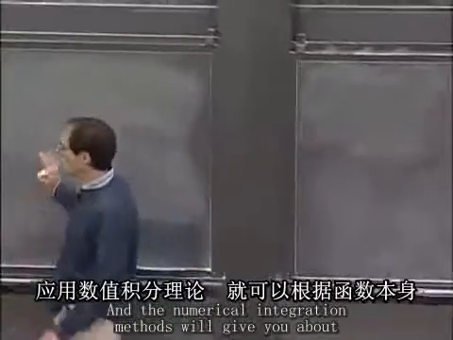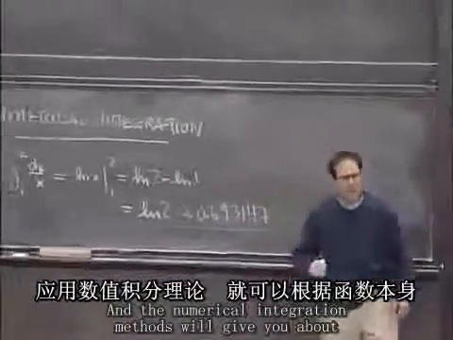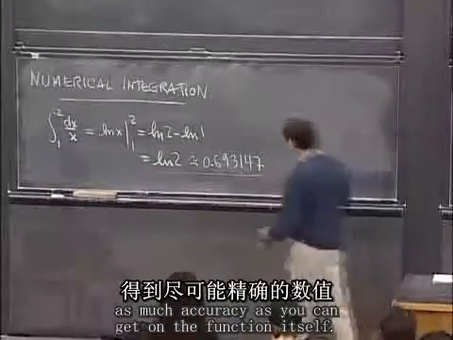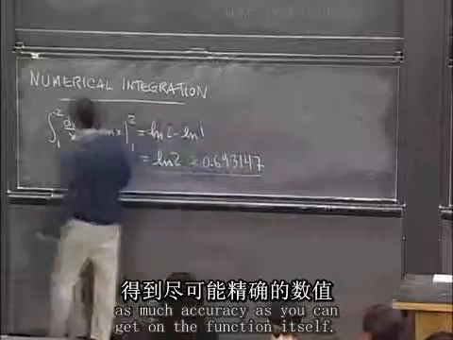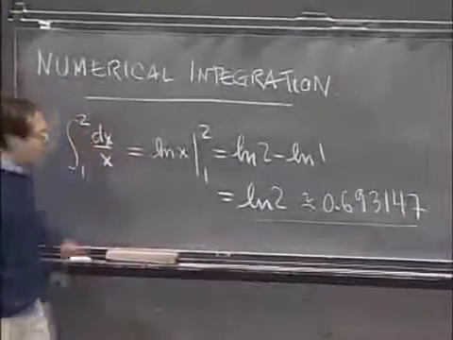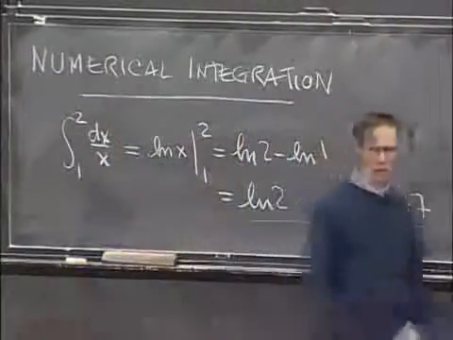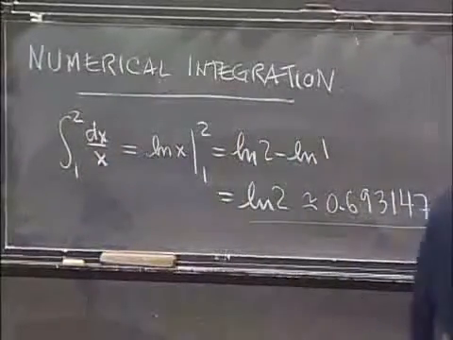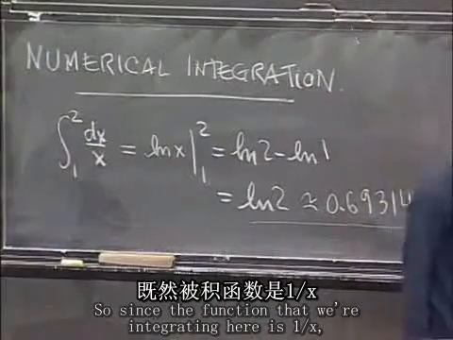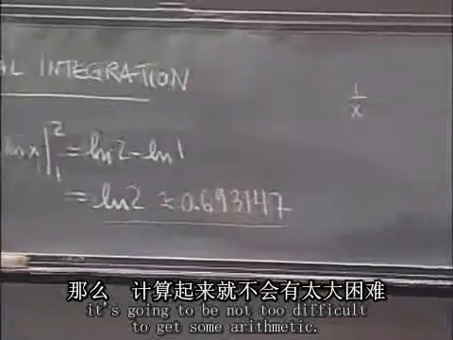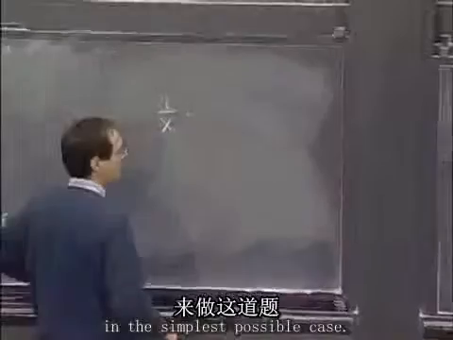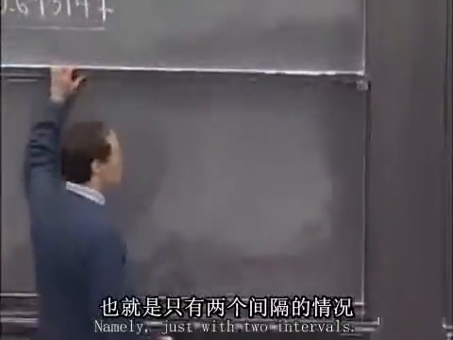And the numerical integration methods will give you about as much accuracy as you can get on the function itself. Of course, some functions we may have more trouble approximating, but the function 1 over x we know pretty well how to do because we know how to divide. So it's not too difficult to get some arithmetic. Nevertheless, I'm going to do this in the simplest possible case, namely just with 2 intervals.